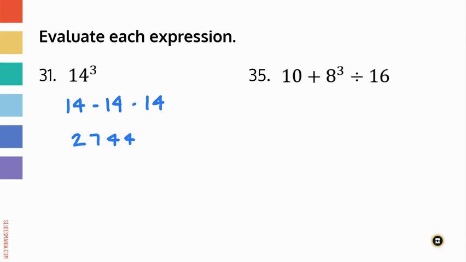Next, we're going to move on to 35. So for 35, we have 10 plus 8 to the third power divided by 16. So we are going to use PEMDAS, so we do not have any parentheses, so we don't need to worry about that. So next we would be focusing on exponents. So we do have an exponent. We've got 8 to the third power. So 8 to the third power means 8 times 8 times 8. And again, I can't do that math in my head, so I am using a calculator to do that. So that would be 512.